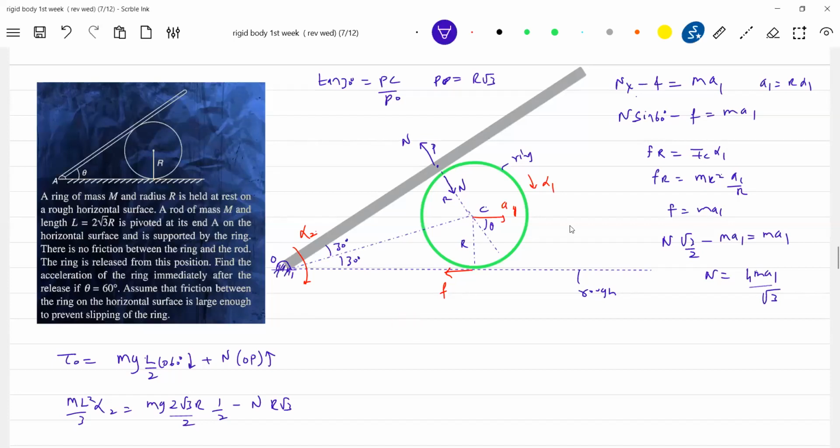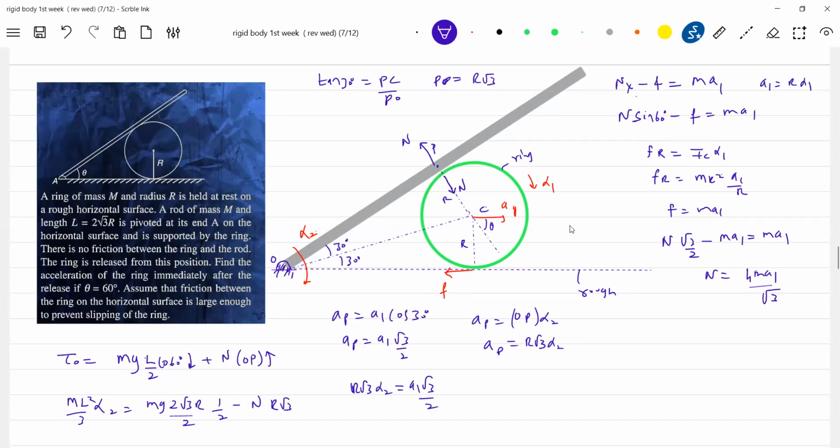Then AP should be equal to the constraint equation. AP should be equal to A1 cos 30, which is A1 root 3 by 2. And what is AP? AP should be equal to OP into alpha 2. The value of OP is root 3, this one. I'm going to substitute this here. So R root 3 alpha 2 equals A1 root 3 by 2.